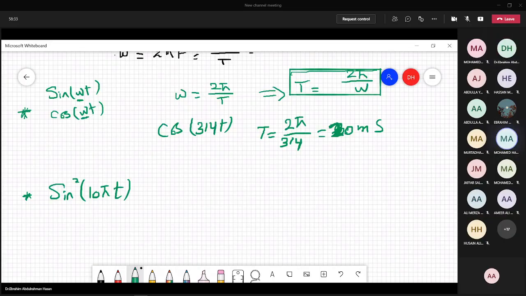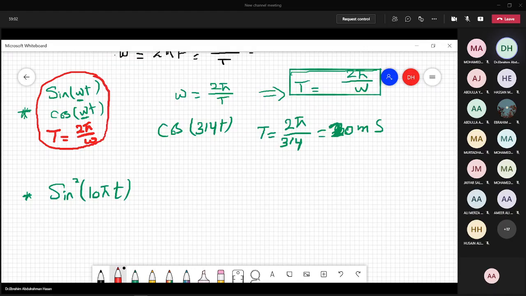Is it periodic or not? If periodic, complete the period, and if not periodic, why? Not periodic. Okay, let's see. Okay, T equal to 2 pi over omega is only for this one. Move on to square, cube, and others.